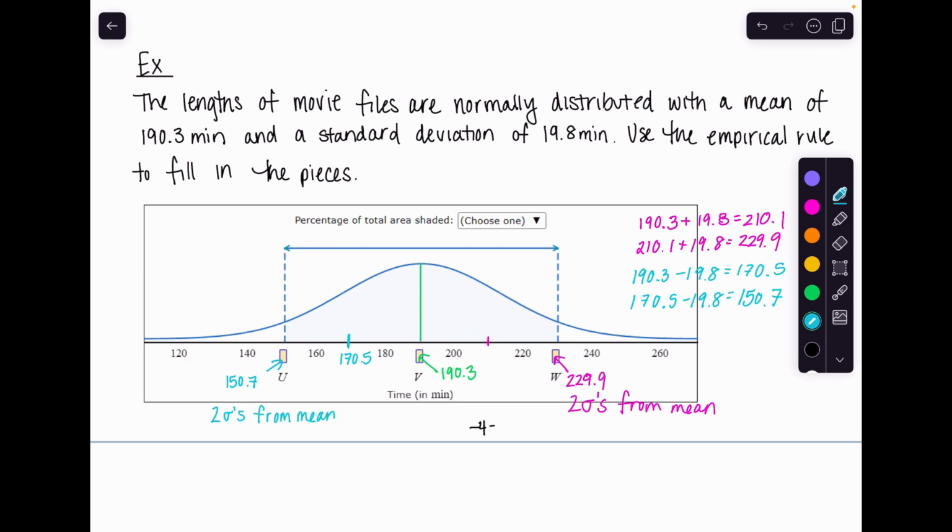Okay. So this shaded region between these two endpoints is 2 standard deviations along each side. That tells me that 95% of my data should be within this total shaded region. Okay. So again, just using that empirical rule.